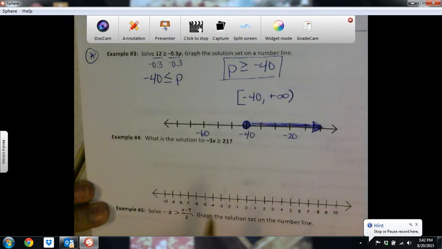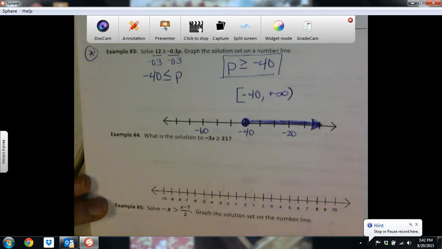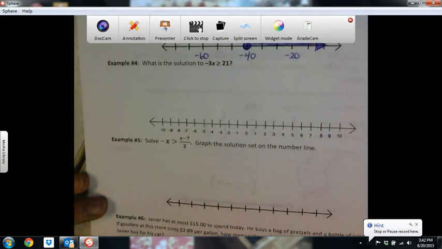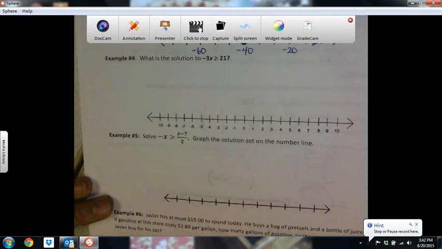It's very similar to example number 3. To solve, you're going to have to divide both sides by negative 3, which means it's important that you remember to switch the inequality. You're welcome to check that answer on the notes that are posted online. But let's take a look at number 5.